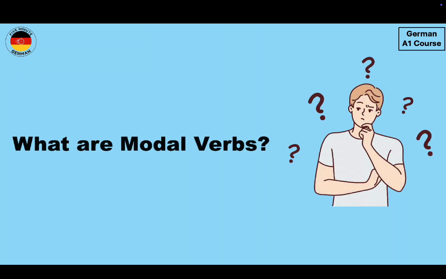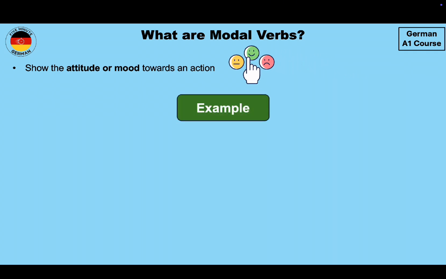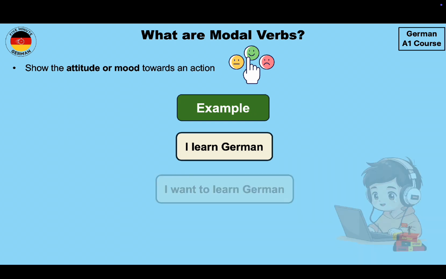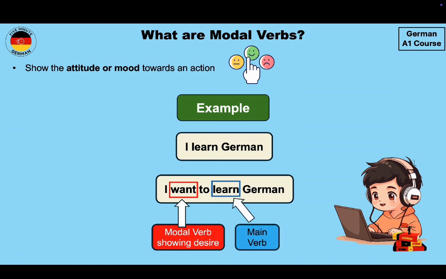So what are modal verbs? Modal verbs are verbs which show the attitude or mood towards an action. What do I mean by this? Let's see an example. So a normal sentence will be, I learn German. Now this sentence tells you that I am learning German, but it does not give you any other information. Now if I say the same sentence in another way as I want to learn German, then over here the verb want is the modal verb which shows my desire to learn German, and it comes along with the main verb which is learn in this case.